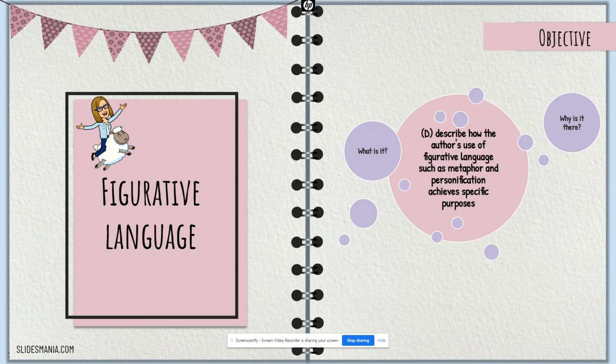So, the state asks us to describe how the author's use of figurative language, such as metaphor and personification, achieves specific purposes. So, what is it? And what purpose does it have in the writing? So we're going to talk about that today.